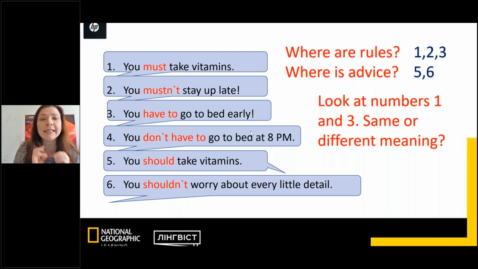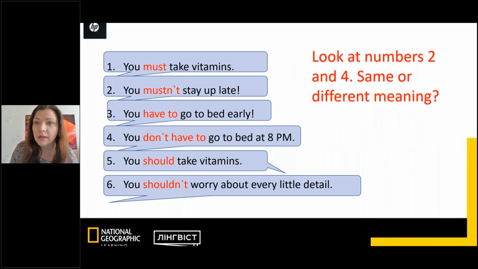Okay, for those who are teachers here, please know that this is just the beginning, like 5th, 6th grade. Here we don't have all these shades of the rules. Here we just try to differentiate advice and rules. Yeah, in general they are the same. So if you say you have to take vitamins, it's more or less the same meaning. You must go to bed early.